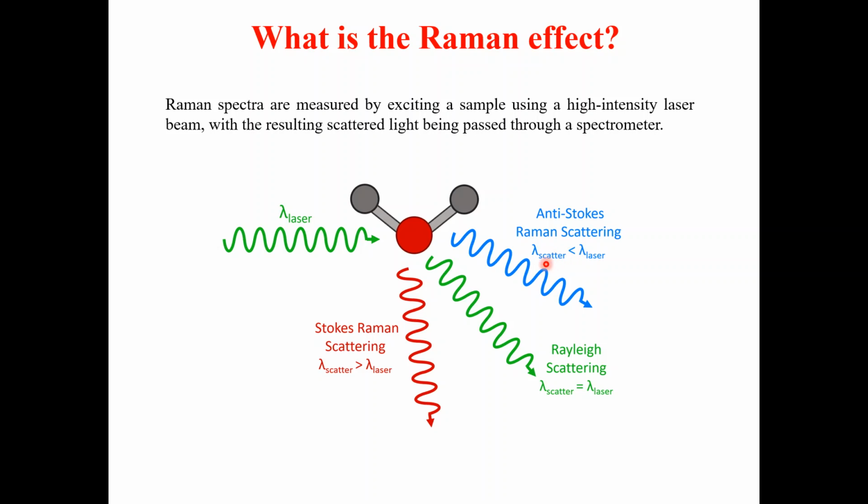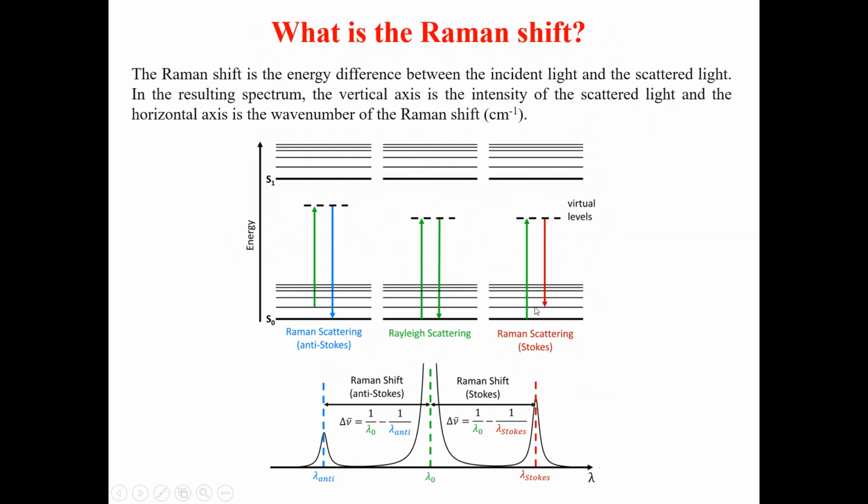Raman spectra are measured by exciting a sample using a high intensity laser beam, with the resulting scattered light being passed through the spectrometer. Now let's come to the Raman shift. Normally most people are confused about the Raman shift. So what is the Raman shift? Let me first clarify the concept of the Raman shift.